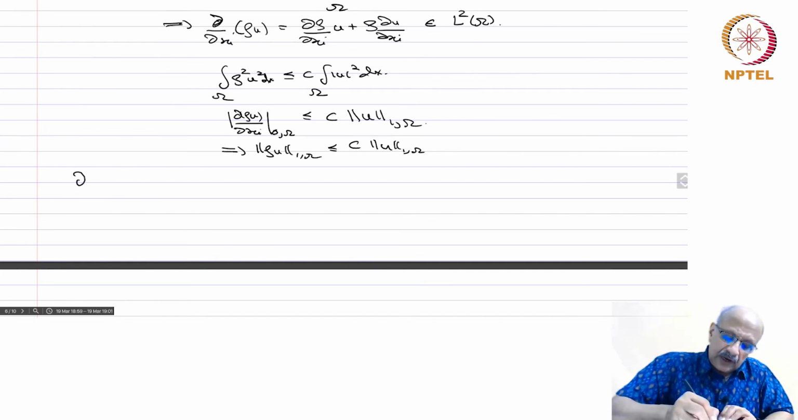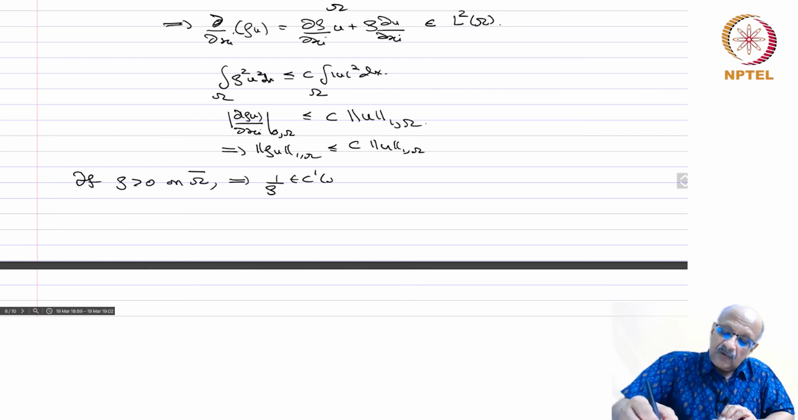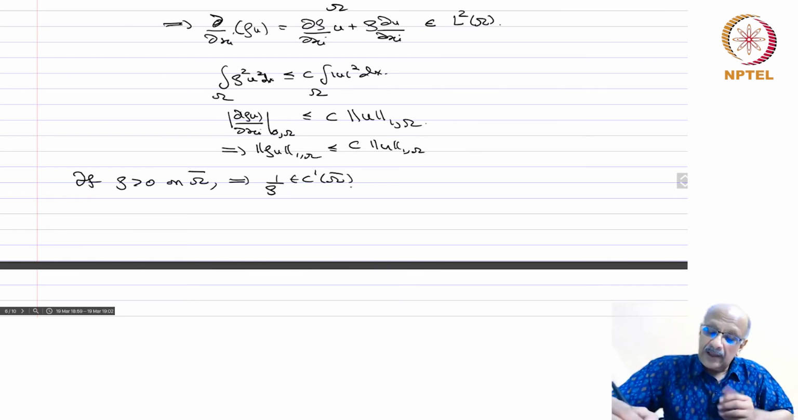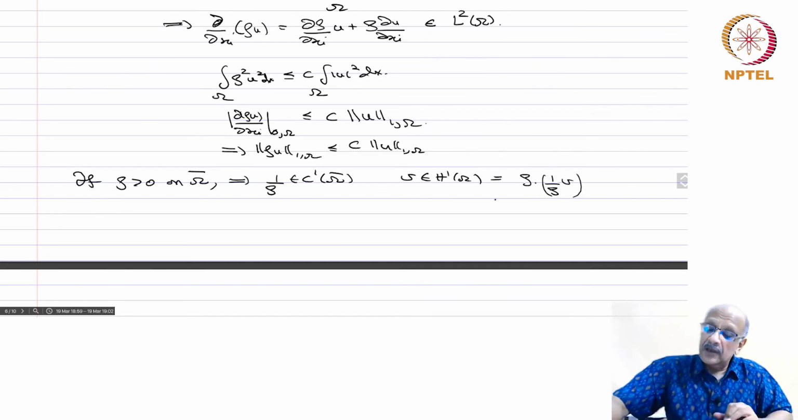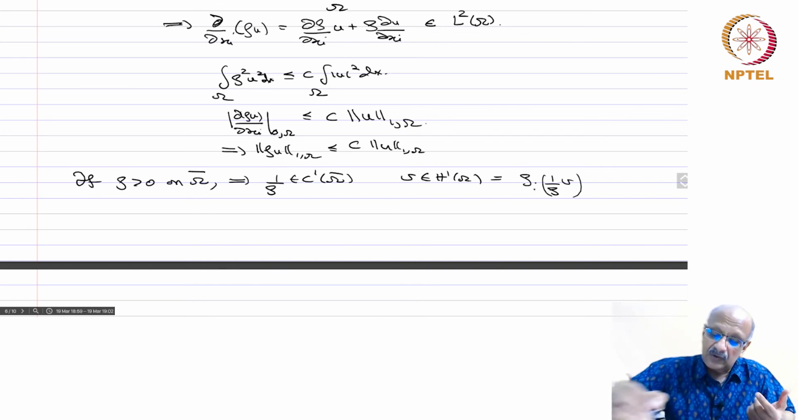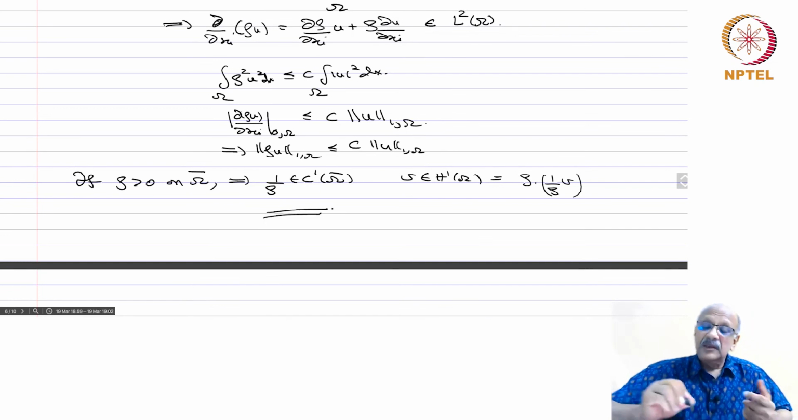Now if rho is strictly positive on omega bar, this implies that 1 by rho belongs to C1 of omega bar, and therefore again that defines a continuous linear operator, multiplication by 1 by rho. If v belongs to H1 of omega, v is equal to rho times 1 by rho v, which is also in H1 of omega. So the mapping is one-one, onto, continuous, and being in Banach spaces, the open mapping theorem says, or anyway even otherwise, with 1 by rho the inverse map is continuous, and therefore it is an isomorphism.